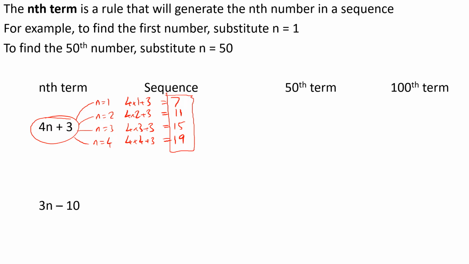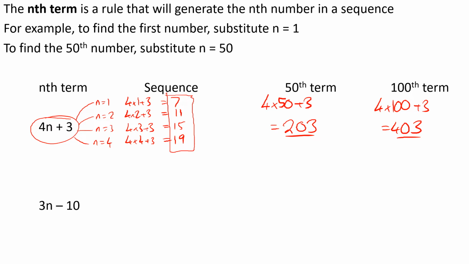What about if we wanted the 50th term? Well, what we would do is we would sub in 50 for n. So we go 4 times 50 plus 3, and we get that the 50th number in this sequence is 203. What about if we wanted the 100th term? Well, we'd sub in 100. 4 times 100 plus 3 is 403. So yeah, it's a really powerful tool to allow us to go to distant points in a sequence without having to write the whole thing down.